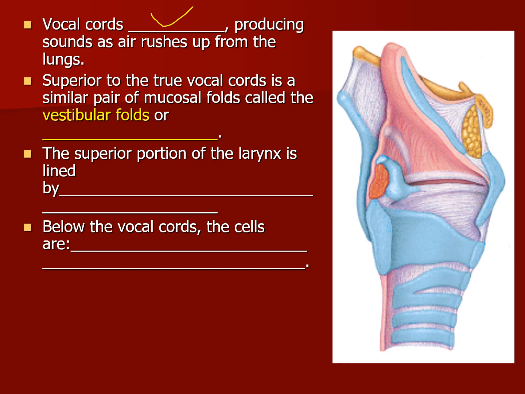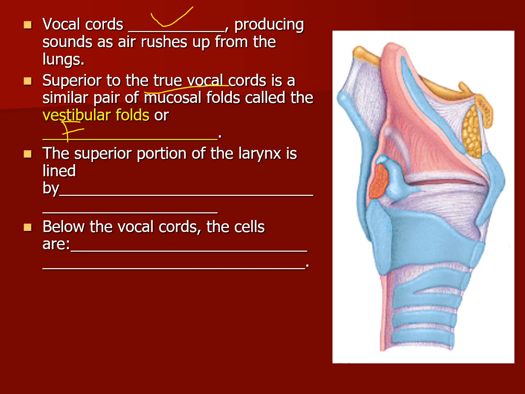Phonate. Superior to the true vocal cords, so right on top of the true vocal cords, is a pair of folds called the vestibular folds. So these vestibular folds also have a synonym. Isn't that good? No, it's not. But the synonym for vestibular folds is the false vocal cords. So you have your true vocal cords, and then your false vocal cords. The false vocal cords are sort of a protection for the true vocal cords from trauma or injury, anything like that.